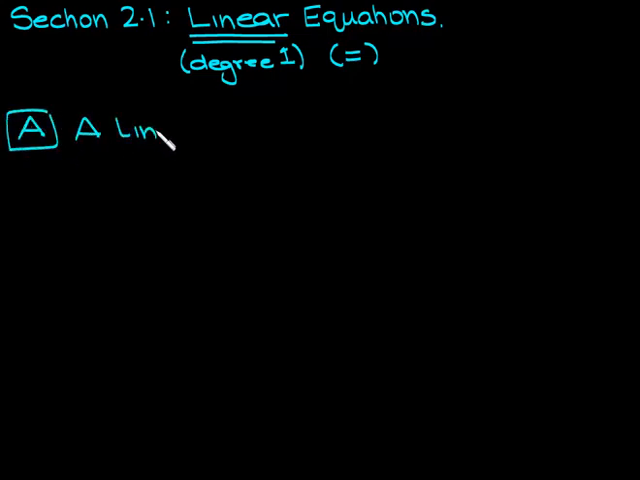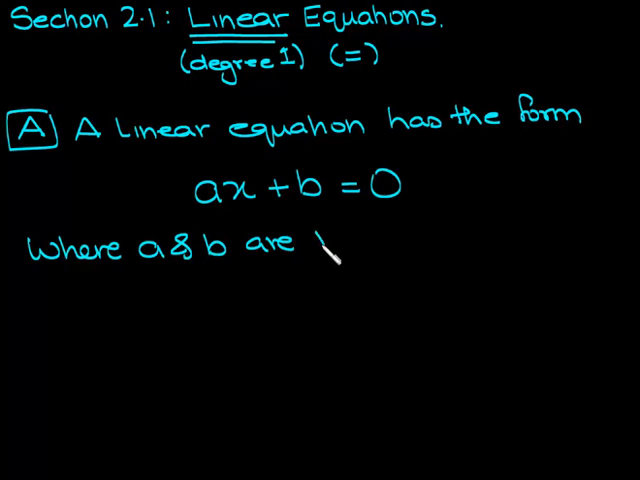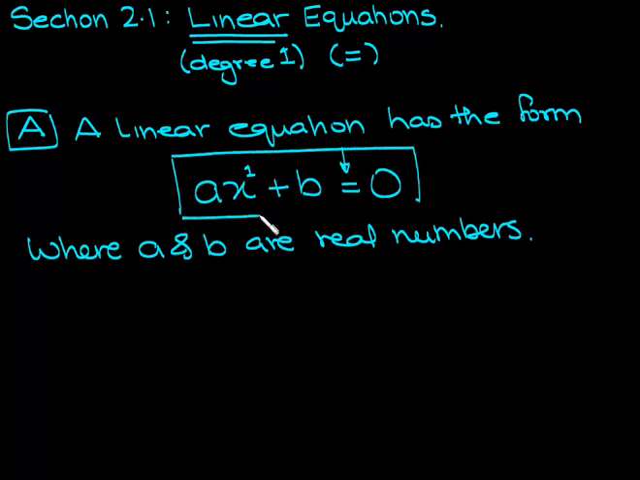A linear equation has the form: a times x plus b is equal to 0, where a and b are real numbers. Okay, so this is a linear equation in x because the degree of x is 1. It's linear. It's an equation because we have an equality in it. So this is a generic form of a linear equation.